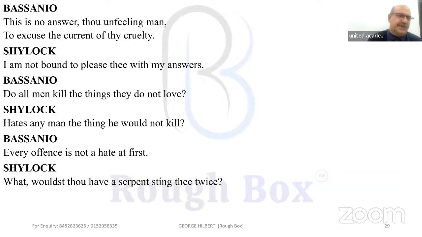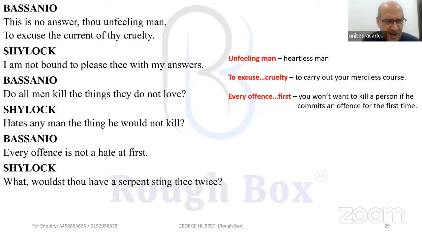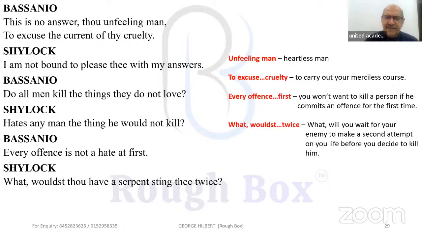Bassanio interrupts now and he says, but this is no answer, the unfeeling man, you emotionless man, you hard-hearted fellow, you heartless fellow. This is no reason to give that you want his pound of flesh. This is no answer, thou unfeeling man, to excuse the current of thy cruelty, to carry out your merciless course. And Shylock looks at him and says, look, I am not bound to please you with my answers. I don't have to convince you. I don't even know who you are.